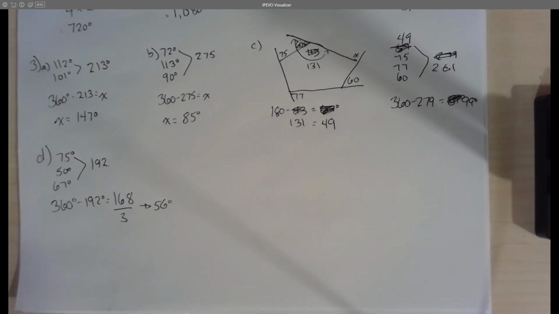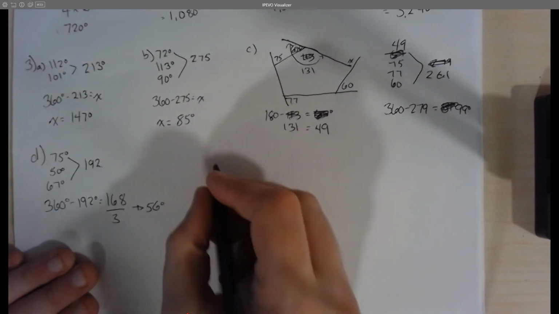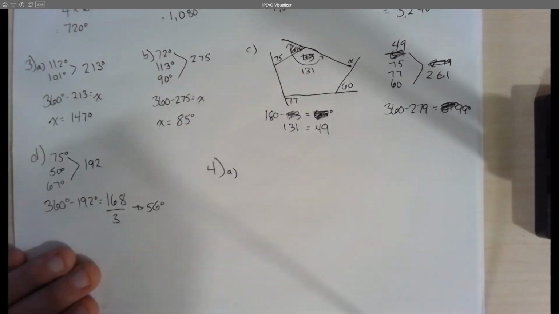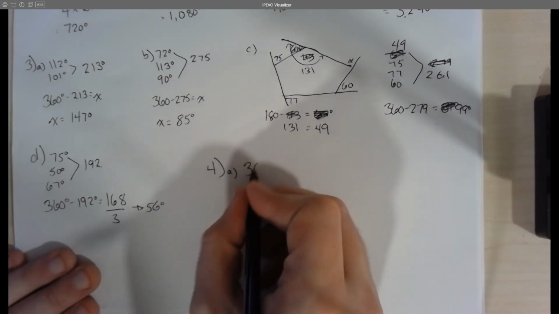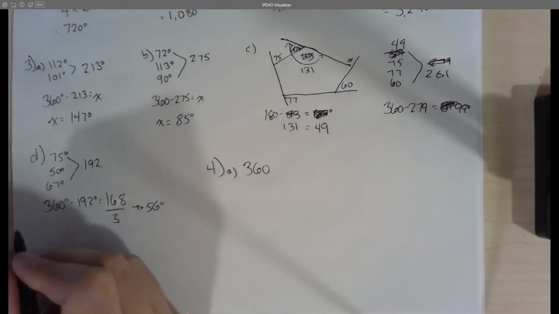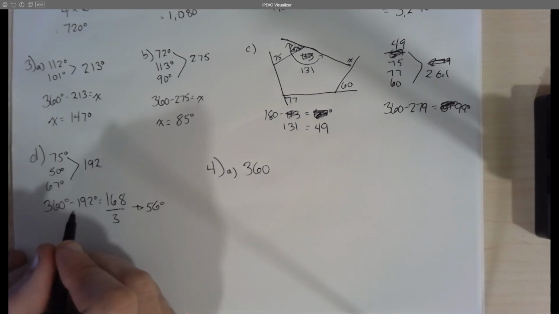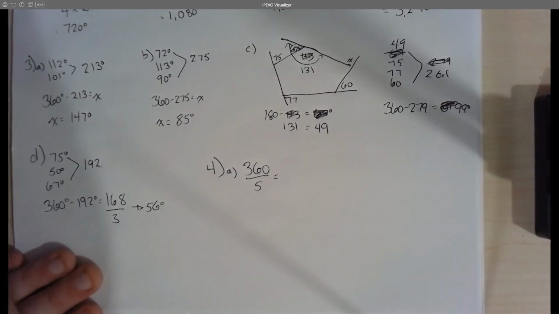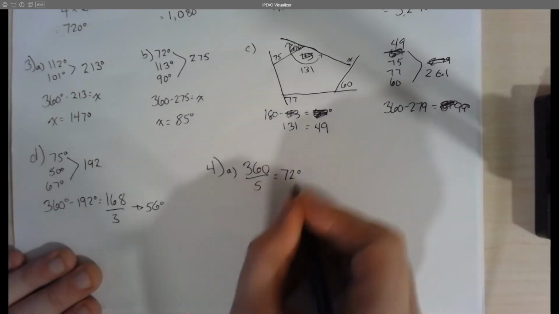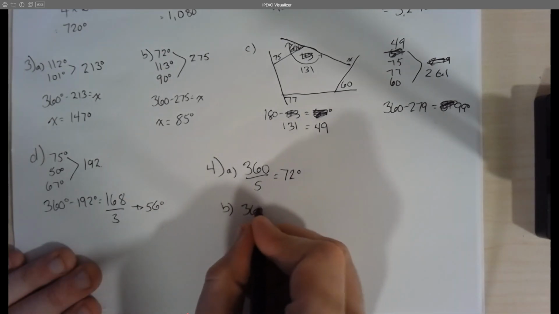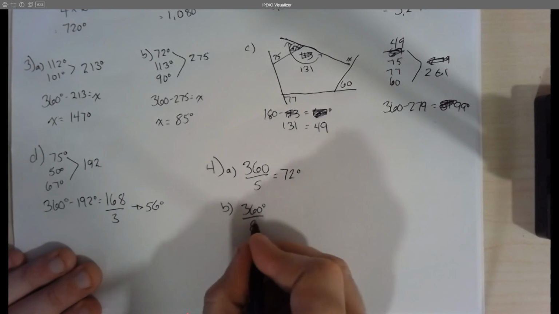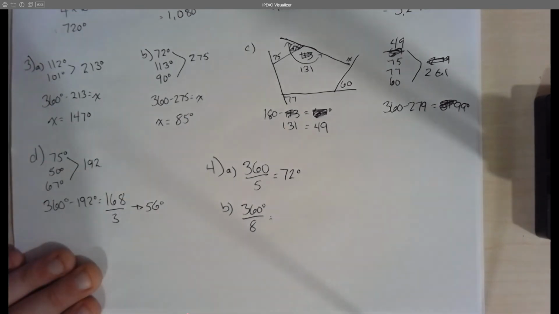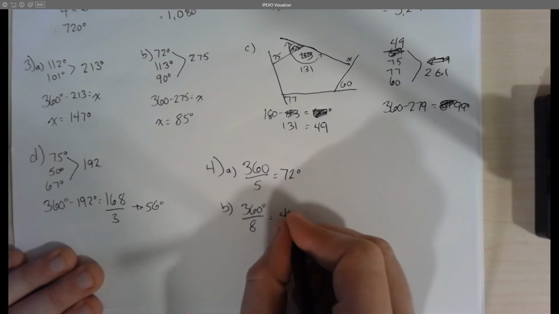Question 4, our last one that we're working with, asks us to find the measure of each exterior angle of a regular polygon given its number of sides. For this one, number 4, we just have to realize that they equal 360 degrees altogether. And so if we divide it by the number of sides, we get the exterior angles. So for A, 360 divided by 5 is going to give us exterior angles of 72 degrees. For B, 360 degrees divided by 8 sides is going to give us exterior angles of 45 degrees.